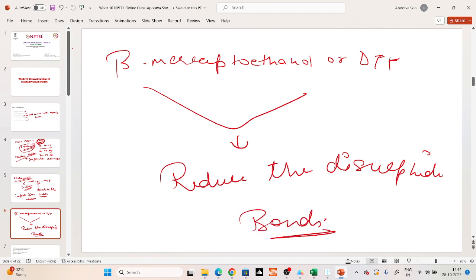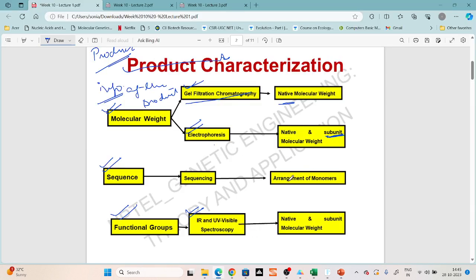So now what is happening? The disulfide bonds are reduced and your subunits are released now. So now you can know how many subunits are there. So if there are 4 subunits, you will get a band at their respective weight in your gel. And likewise, you can determine the weight of those subunits because you have a reference ladder. Okay. So that's what they were saying here, that product characterization, first thing is molecular weight.